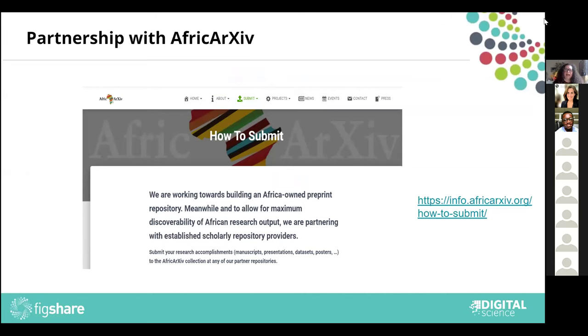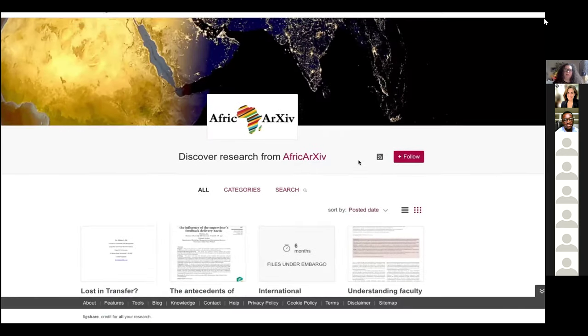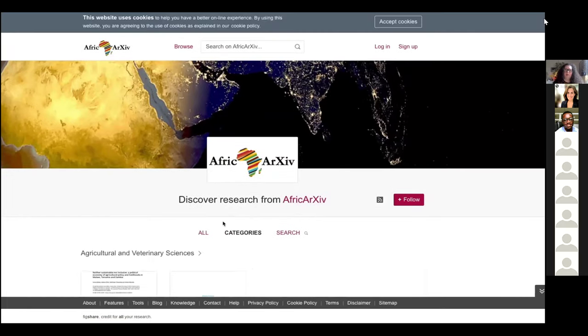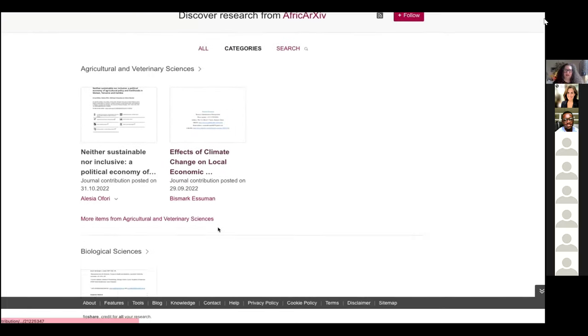So as well as that, we've been partnering with African Archives since early 2020, and being one of the established scholarly repository providers that contribute to African Archive. We will put this presentation in African Archive later, as Mark mentioned. And this is how our part of the African Archive repository looks like.